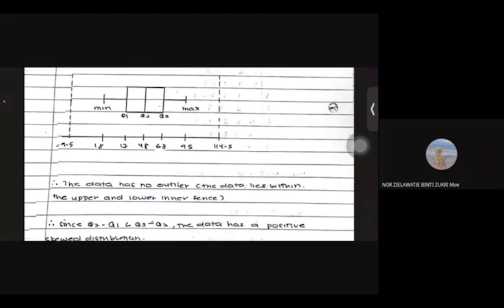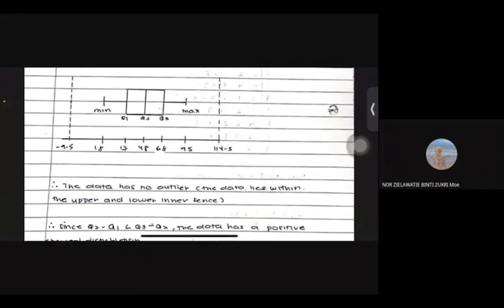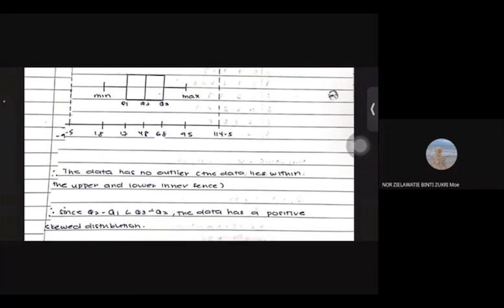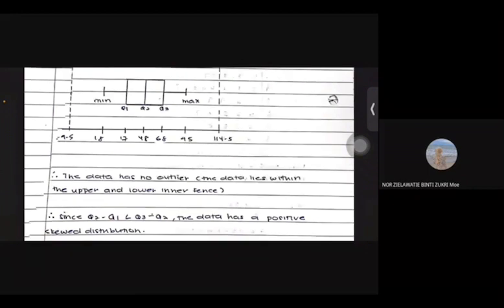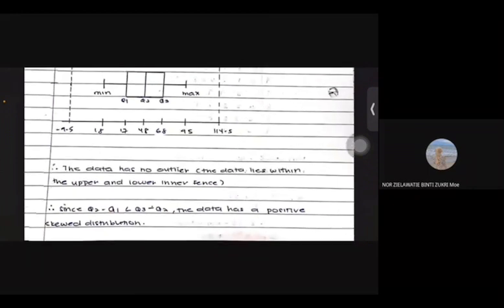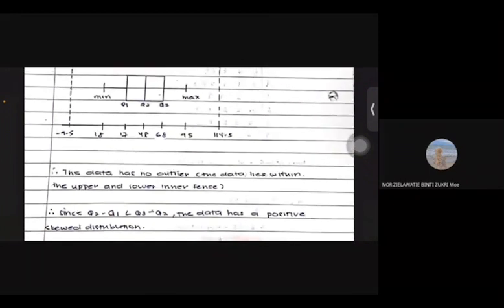For the last step, we make the box and whiskers plot and identify the outlier. This is the box and whiskers plot for this question. Minimum at 80, maximum at 95, quarter 1 at 37, quarter 2 at 48, quarter 3 at 68. For the outlier, the data has no outlier. The data lies within the upper and lower fence. Since quarter 2 minus quarter 1 is less than quarter 3 minus quarter 2, the data has a positive skewed distribution.